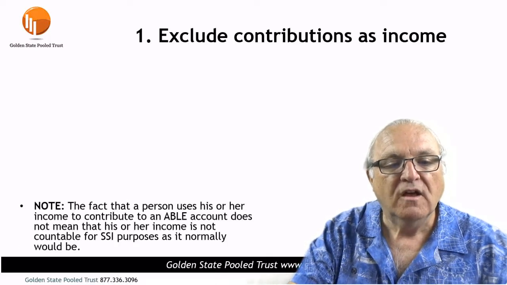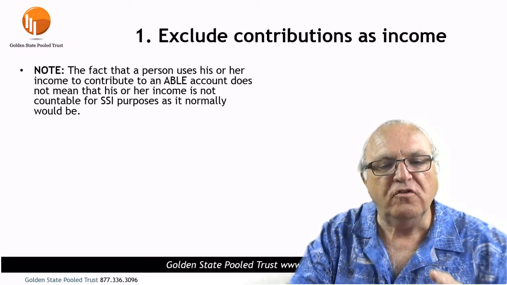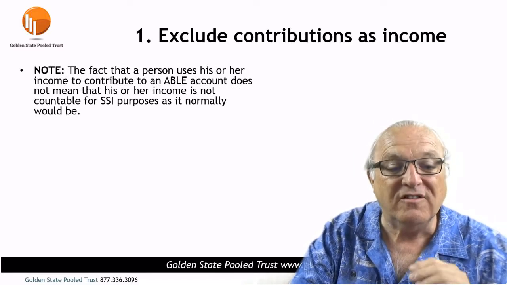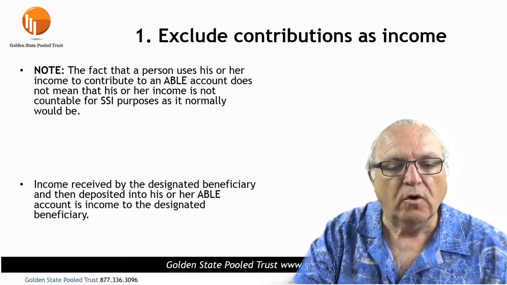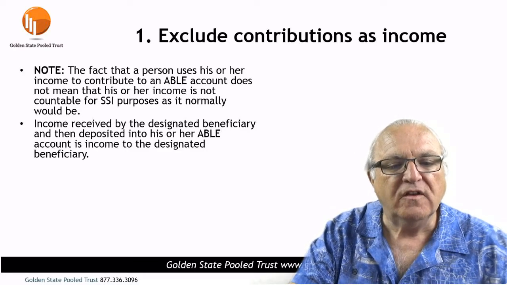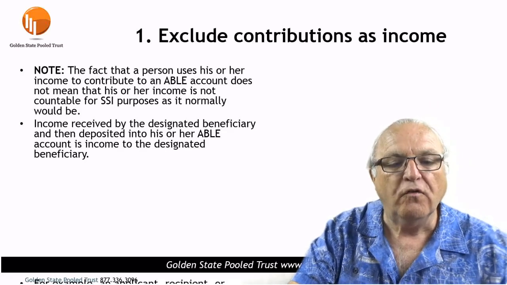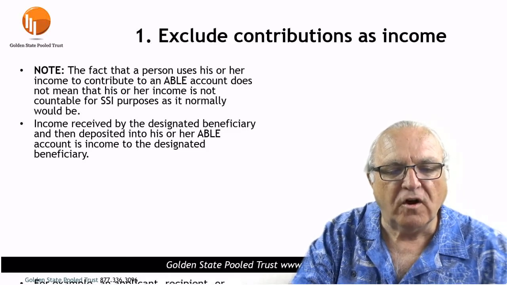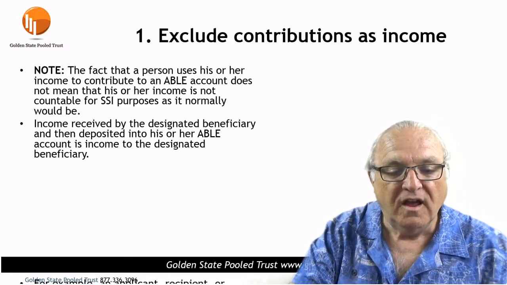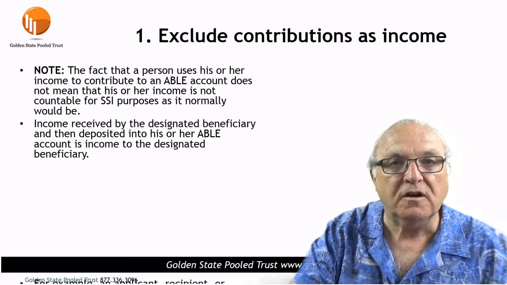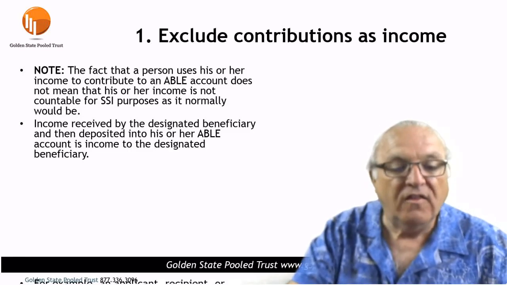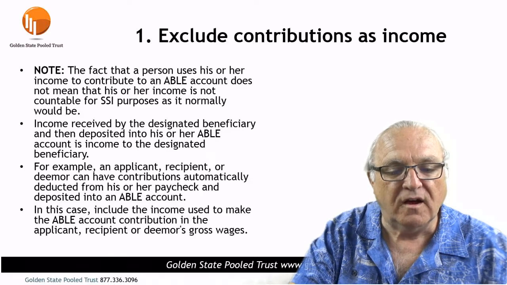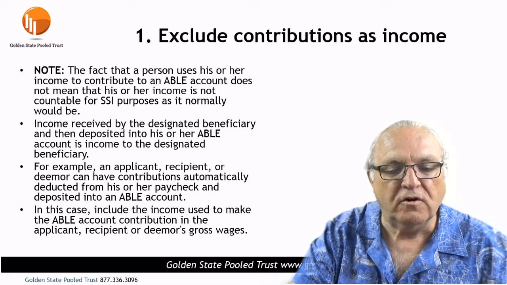So the fact that a person uses his or her income to contribute to an ABLE account does not mean that his or her income is not countable as it normally would be. So income received by a designated beneficiary then deposited into his or her ABLE account is income to the designated beneficiary. For example, a recipient or deemer can have contributions automatically deducted from their paycheck and deposited into the ABLE account, but it's still going to be subject to the 2-for-1 reduction after the first $65.